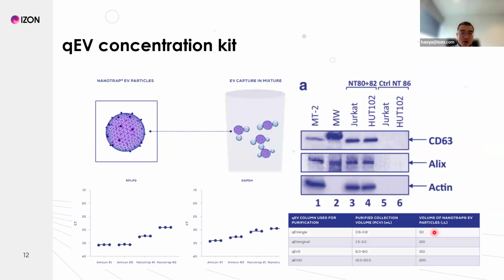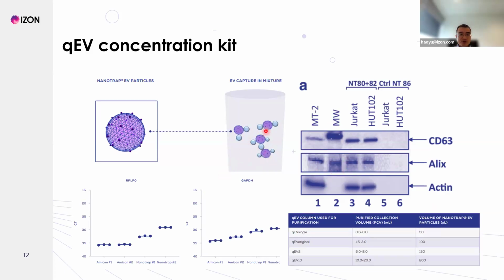And as mentioned, yes, we have a concentration kit. This kit is based on nanotrap particles. The particles have baits which have affinity to EVs. So when you harvest the purified EVs from our QEV columns, if you still need a high concentration, you can use such a concentration kit to harvest the EVs at a higher concentration.